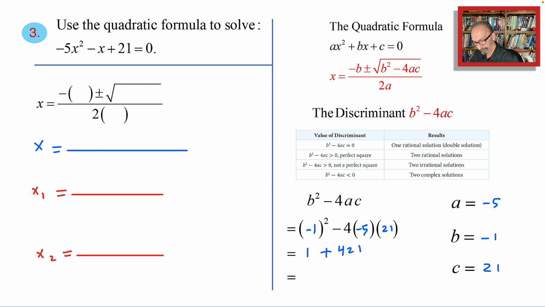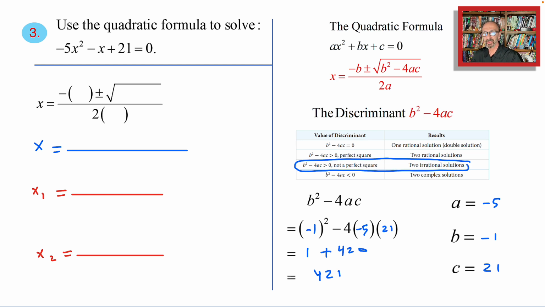420. Sorry, I'm thinking ahead. The answer is 421. Now 421 is a prime number, it's not a perfect square, and in this case we are ending up with 2 irrational solutions.